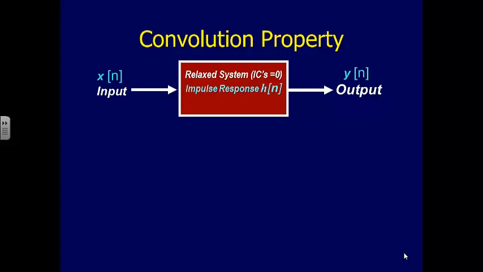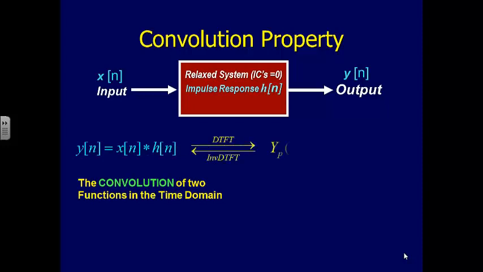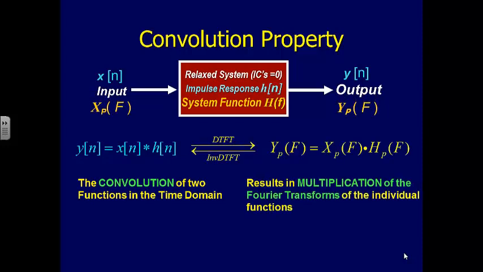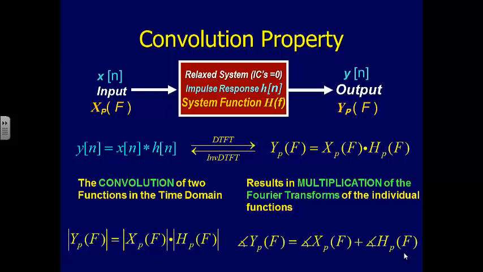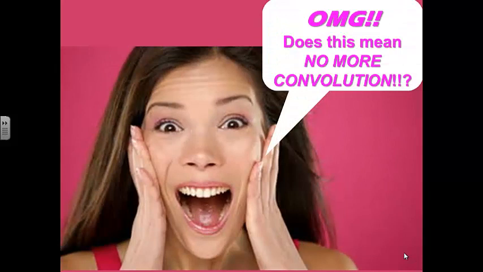instead of doing convolution, we'll take the problem into the transform domain and say, instead of convolving those time functions, I'm going to multiply their discrete-time Fourier transforms. Which means multiplying the magnitudes, adding the phases. That's how we're going to do system analysis from now on. There's the punchline. No more convolution.